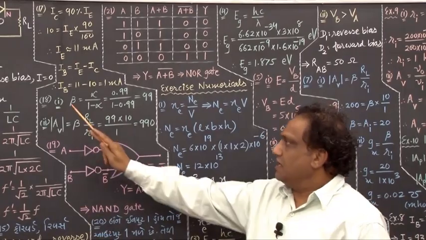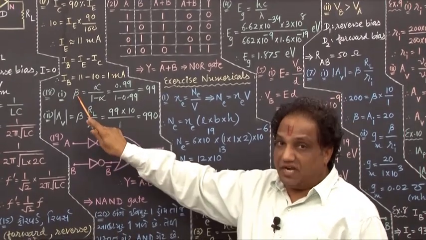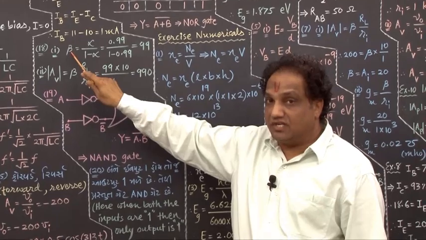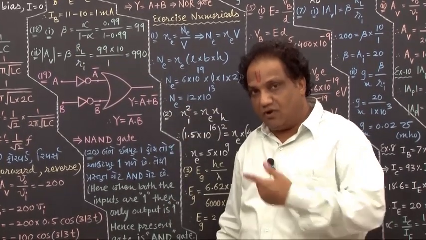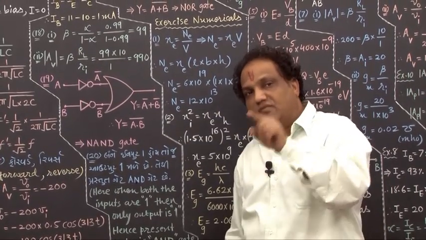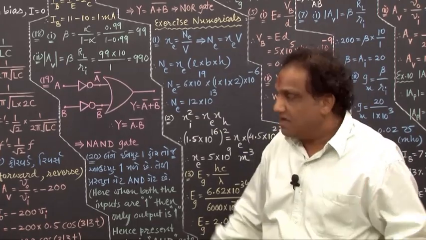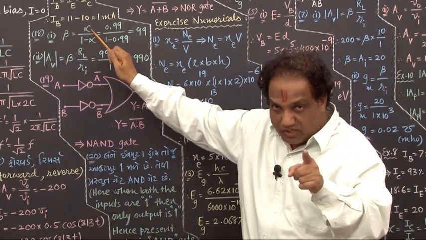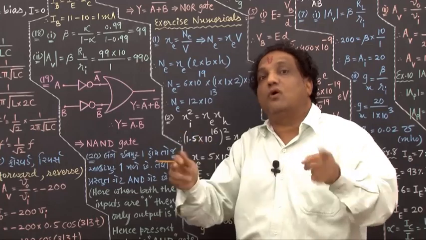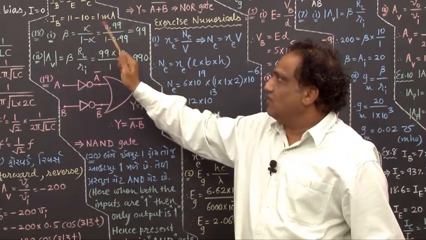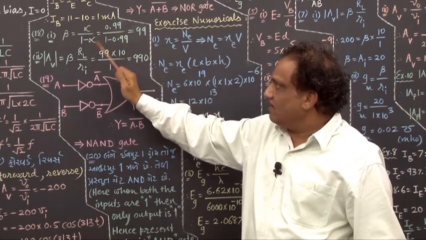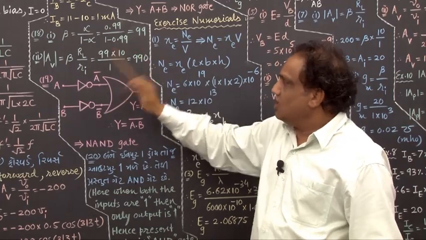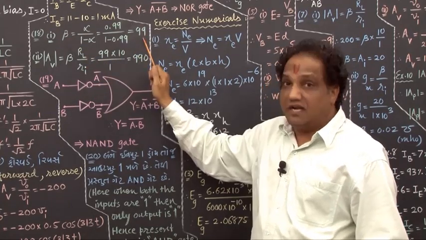Read it. For beta, what is the formula? What is the relation between alpha and beta? Remember, we obtained it in the illustration: beta equals alpha upon 1 minus alpha. Alpha is current gain in common base mode. Beta is current gain in common emitter mode. Alpha is given as 0.99. Put the value of alpha 0.99 and simplify. You will get the value of beta as 99.